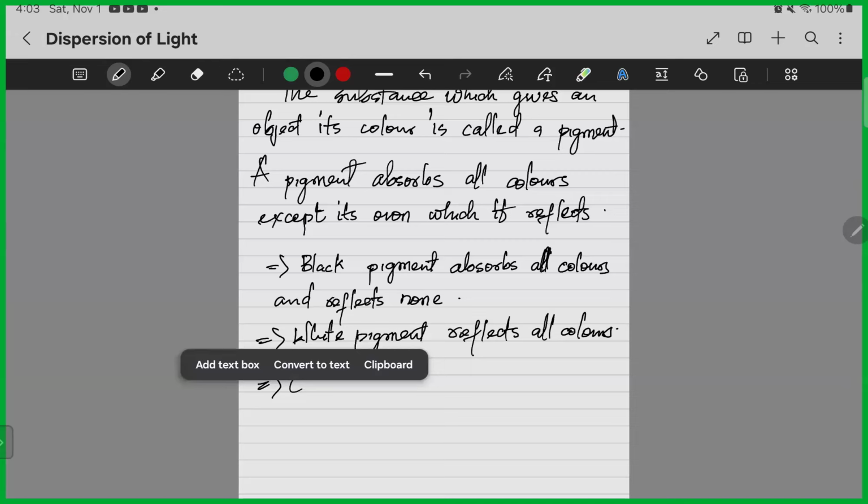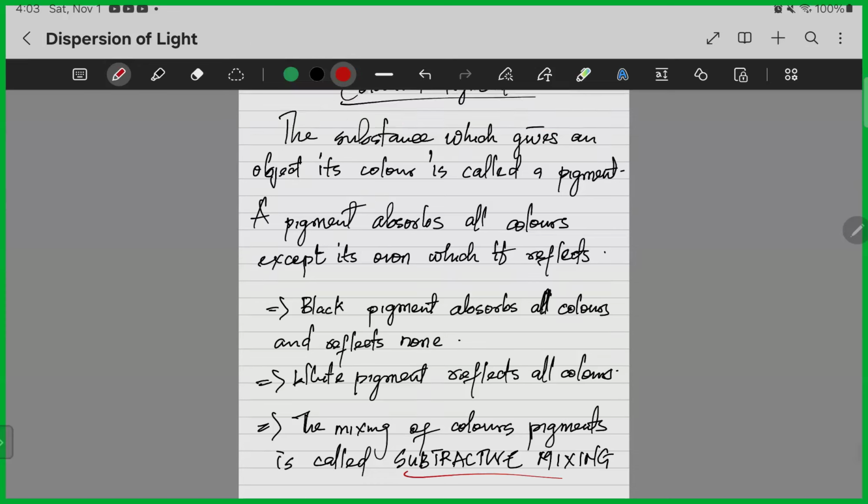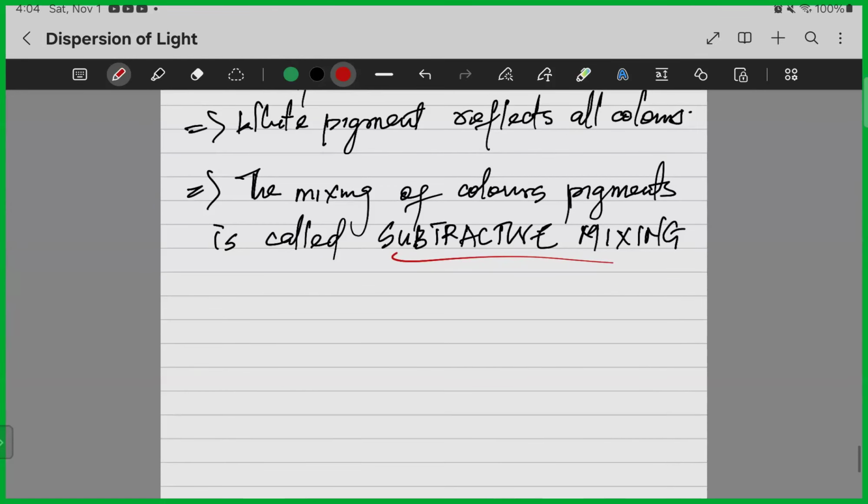The mixing of color pigment. Now this is where we talk about subtractive mixing before we move to the next thing. The mixing of color pigment is called subtractive mixing. So that's where subtractive mixing comes in.